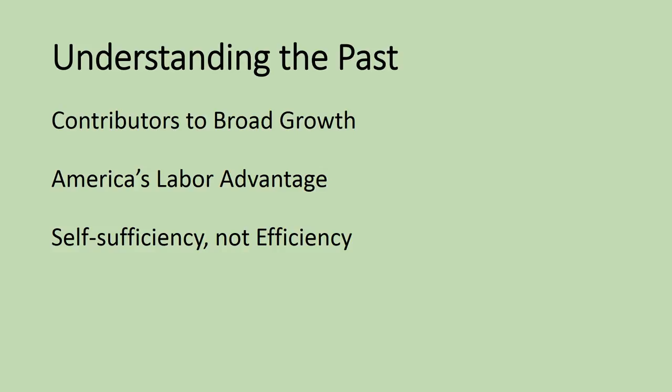The economy then started to transition into a more industrial or manufacturing economy. The earliest periods of that started in the early 19th century, but it really took off in the mid-19th century and especially after the end of the Civil War. Both our growth in agriculture and our growth in manufacturing can also be tied directly to our labor and our labor advantage as a nation.